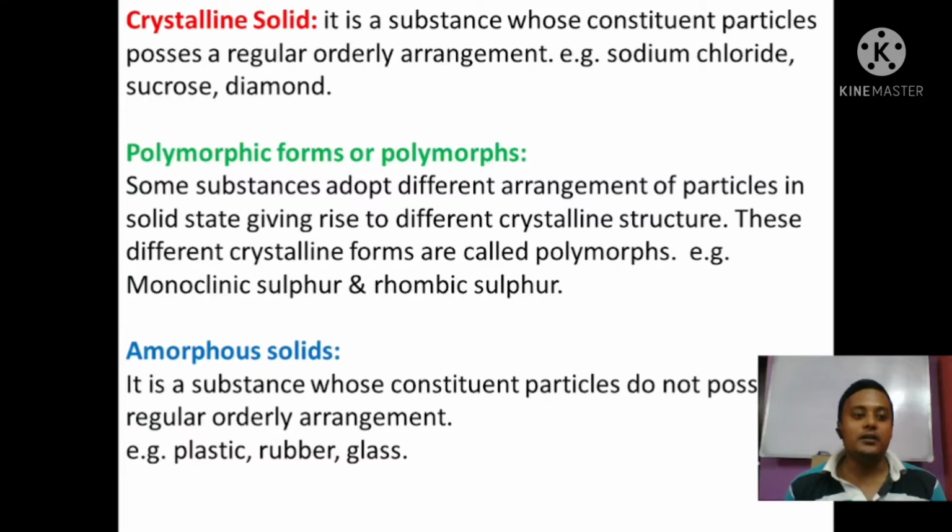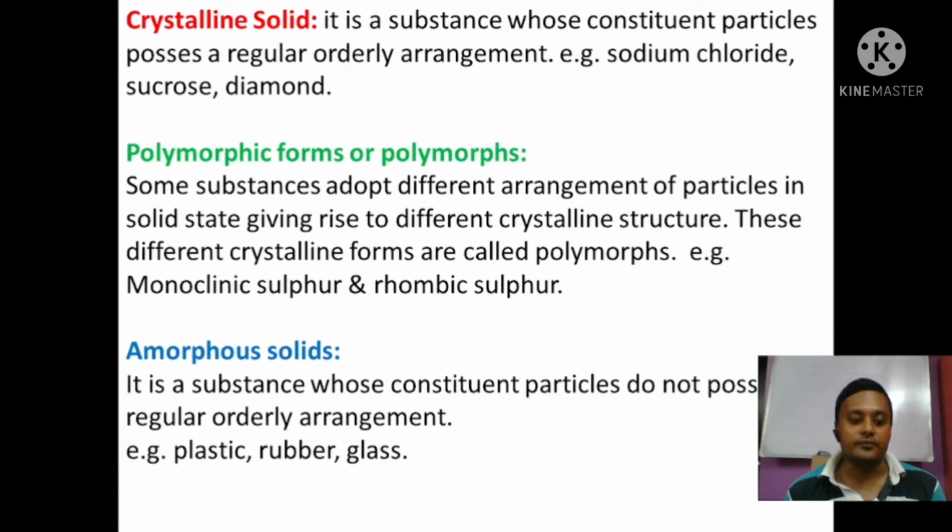Next, you have to learn what a polymorphic form or polymorph is. Some substances adopt different arrangements of particles in the solid state, giving rise to different crystalline structures. That means as they differ in the arrangement of particles, they give different crystalline structures. So these different crystalline forms are called polymorphs. For example, monoclinic sulfur and rhombic sulfur are polymorphs of each other.